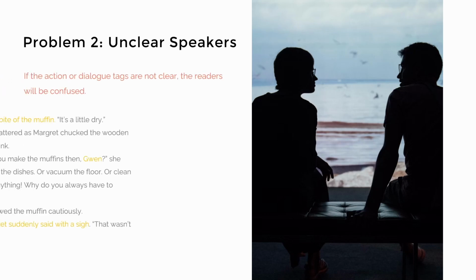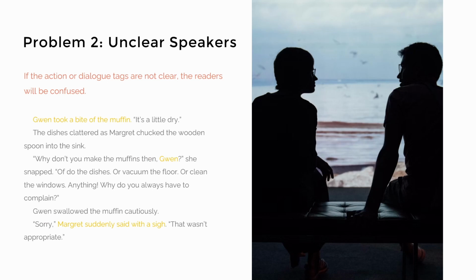So this is a better way. I still have the typo. I'm so sorry. So this is a better way of doing this. So Gwen took a bite of the muffin. It's a little dry, and then a line break. So that shows me that Gwen is the one that said it. Second line I have here with a yellow marking is, why don't you make the muffins then, Gwen? So that shows that Gwen is not speaking, right? Because I'm not going to refer to myself in the third person. That shows that Margaret is speaking.